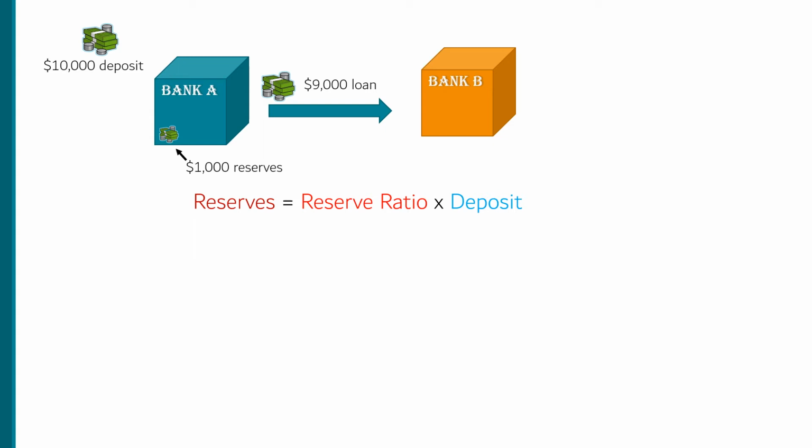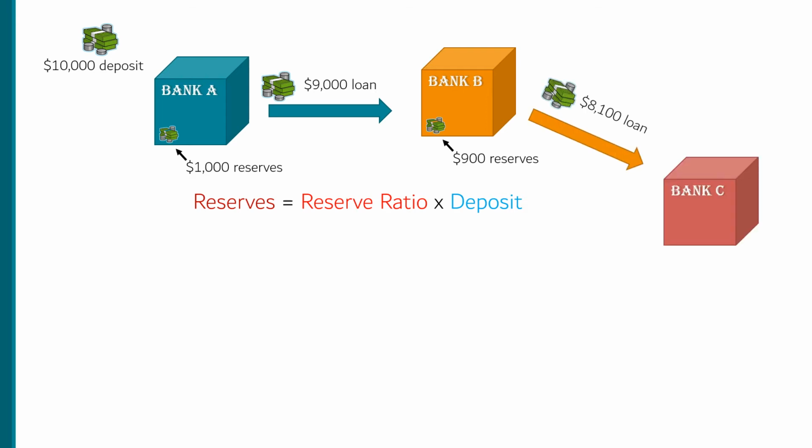To make things easy, let's assume they use all $9,000 for one loan. In the real world, that money is likely to end up all over the place, but let's say that the $9,000 is used to pay a single contractor, and that contractor deposits the money into Bank B. Now, Bank B just got a $9,000 deposit. If they also have a reserve ratio of 10%, they will keep $900 in reserves and lend out the other $8,100, which might end up in Bank C.